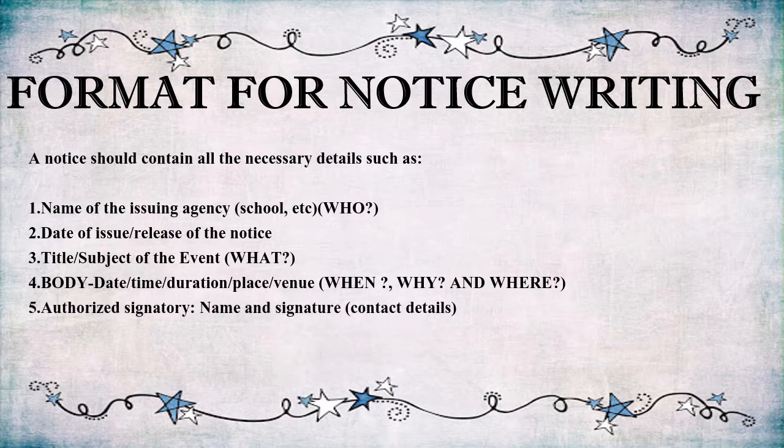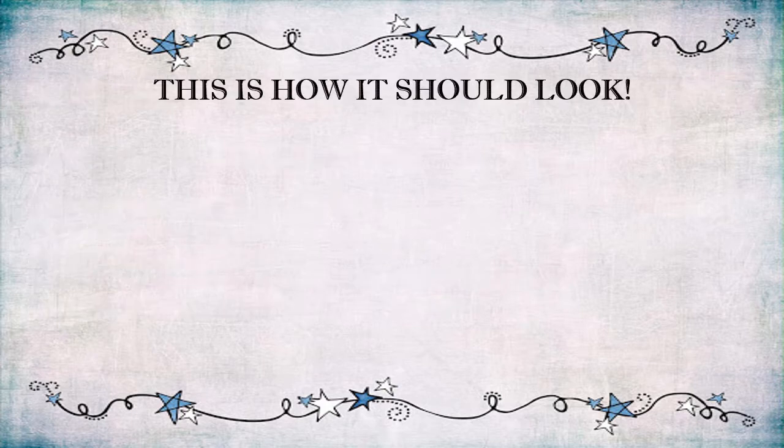Authorized signatory. Now, whoever has written the notice, his name will come, his signature, and his post. For example, if you are the head girl or the head boy of the school and you are writing a notice, then you will put your name and you will put your class, and in the brackets you would put head boy or head girl. This is how our notice should look.